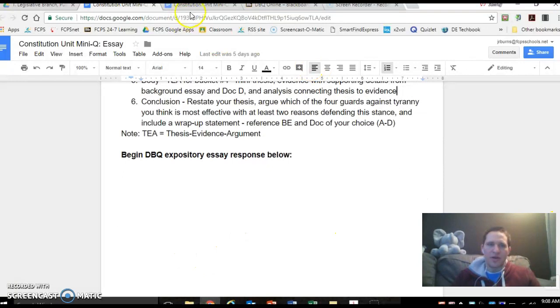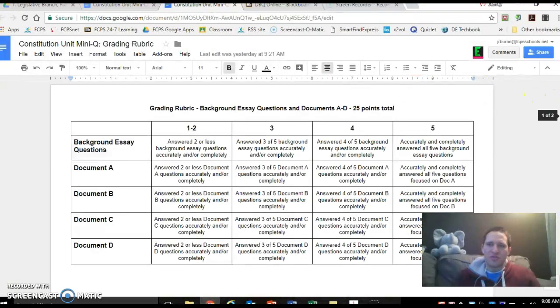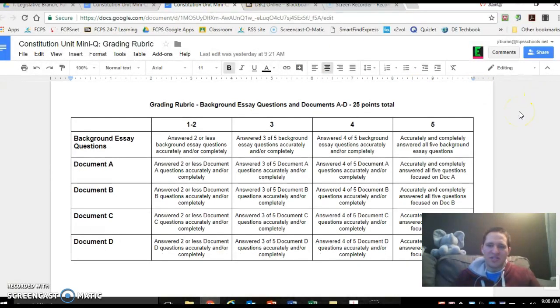Okay, let's go to the rubric. The rubric has 2 parts. It'll be 2 grades in SIS. The first part is 25 points. It's the answers to the background essay questions and the answers to the 4 documents. There are 5 questions on each one, so 5 points each, 5 times 5, 25. This should be a slam dunk. You should be able to get 25 points or close to it just by completing the work, putting effort in, and doing your best.